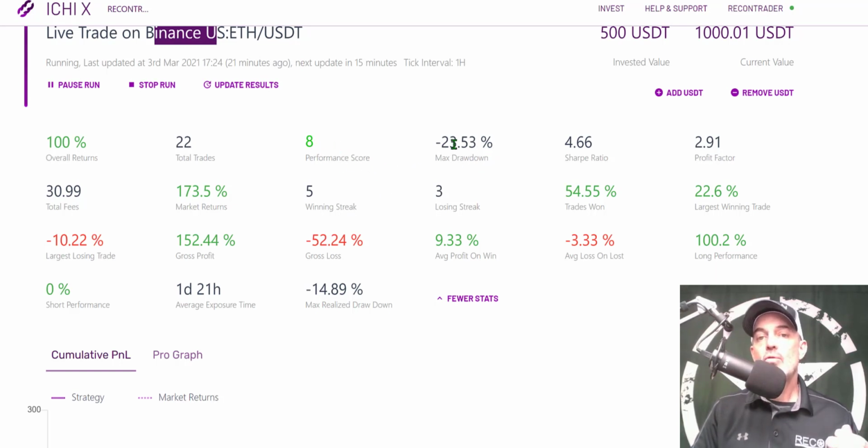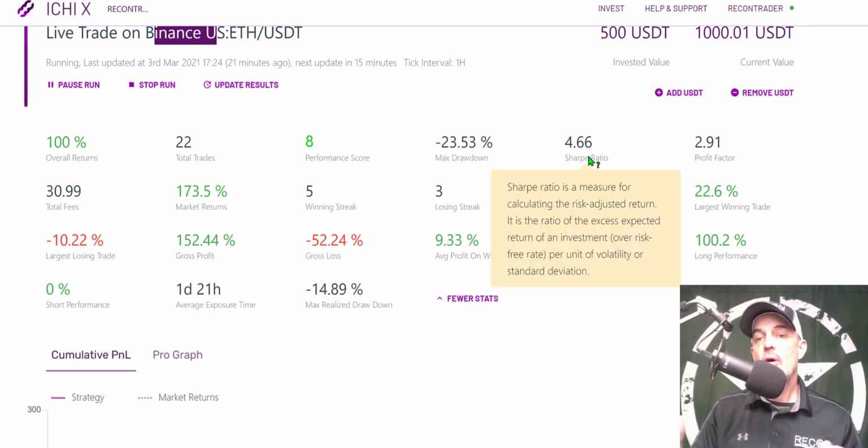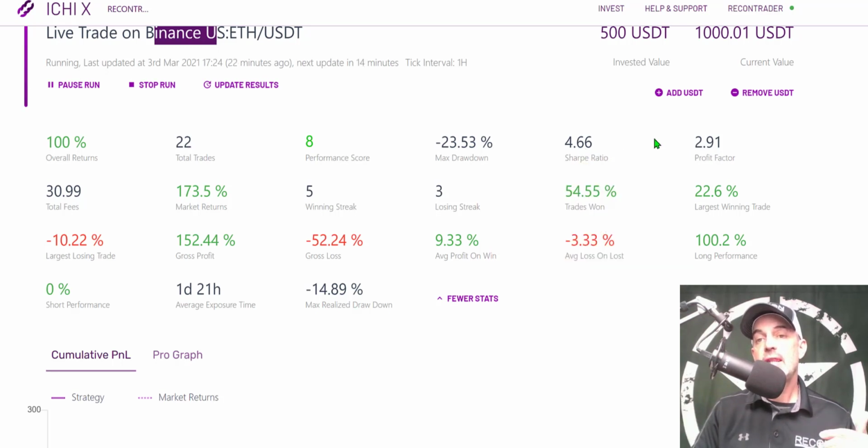My max drawdown was -23. I want to try to keep that around 25 or lower. My Sharpe ratio, which is a measurement of risk, was 4.6. Anything over 1 is considered acceptable. Anything over 2 is considered good. I typically shoot for 3 or higher, and I'm in that range.